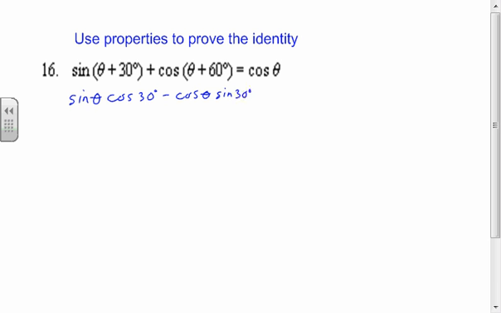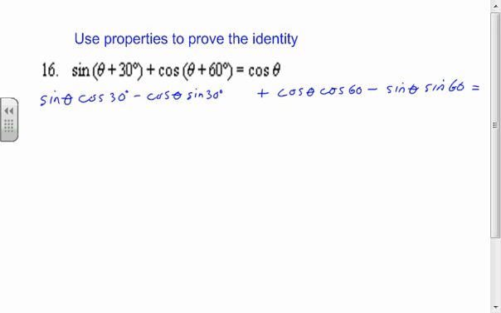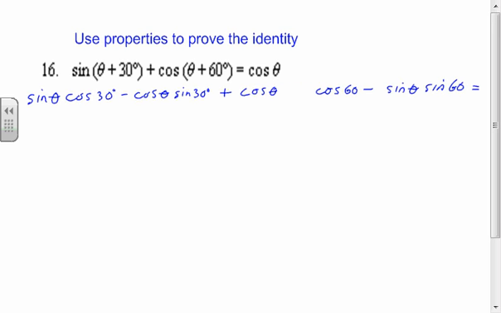And you might want to look back at those properties to make sure we're doing this right. Cosine theta cosine 60 minus sine theta sine 60 equals cosine theta. See if we can get this all on the same line. Come over here. Equals cosine theta.